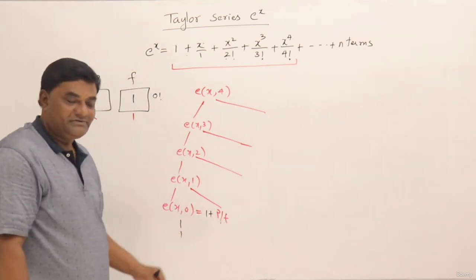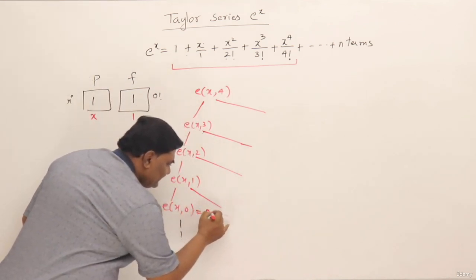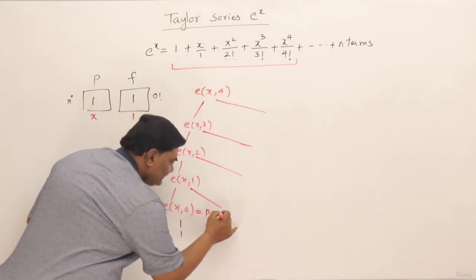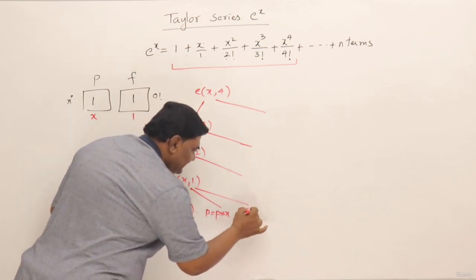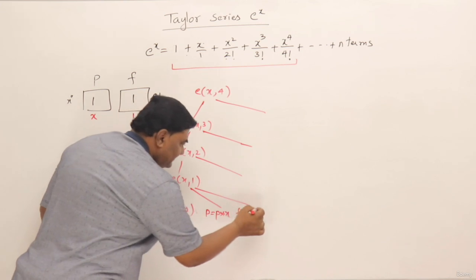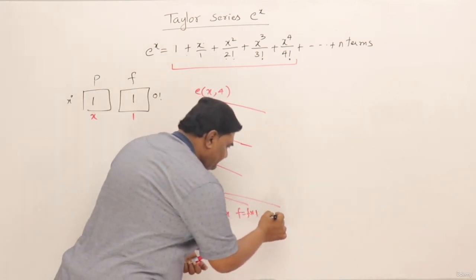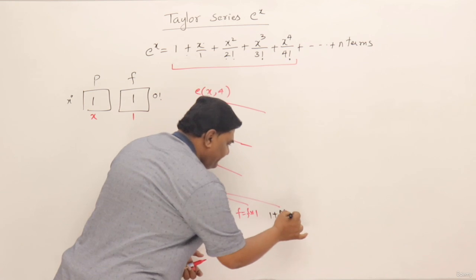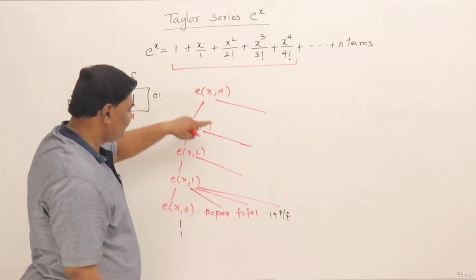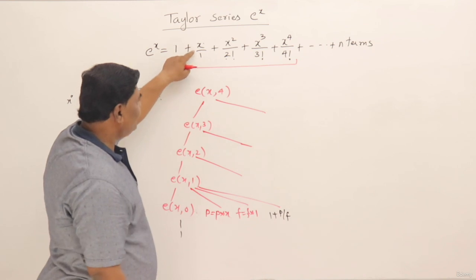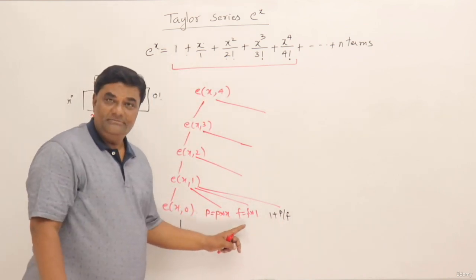So I will write down the steps once again. p is assigned p into x, this I have to do, and then f is assigned f into 1, this I have to do. Then the result is 1 plus p by f. So p is x and f is 1, so this term is x by 1. So these are the 2 steps I will be performing every time.